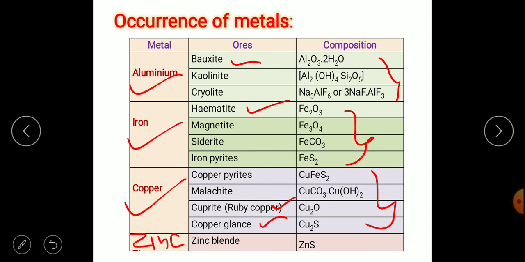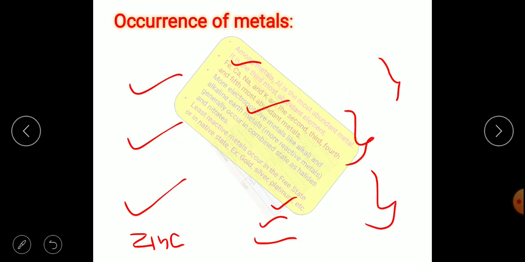Zinc blende and zincite are the ores of zinc. Usually from zinc blende and zinc oxide we can extract zinc. So these are the occurrences of the different metals: aluminium, iron, copper and zinc.